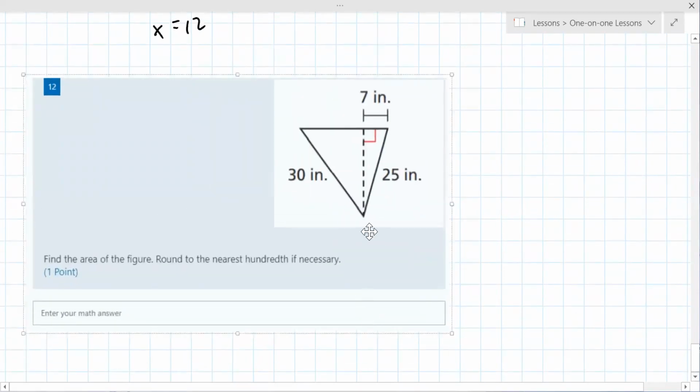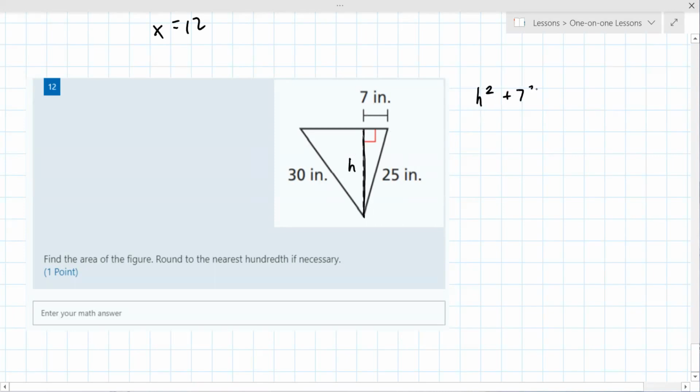Okay, on to number 12. We need to find this height right here. And we also need this other length because we want the base. This whole thing across is the base here. So we'll call this h. We can find h from the Pythagorean theorem. This is actually another Pythagorean triple.